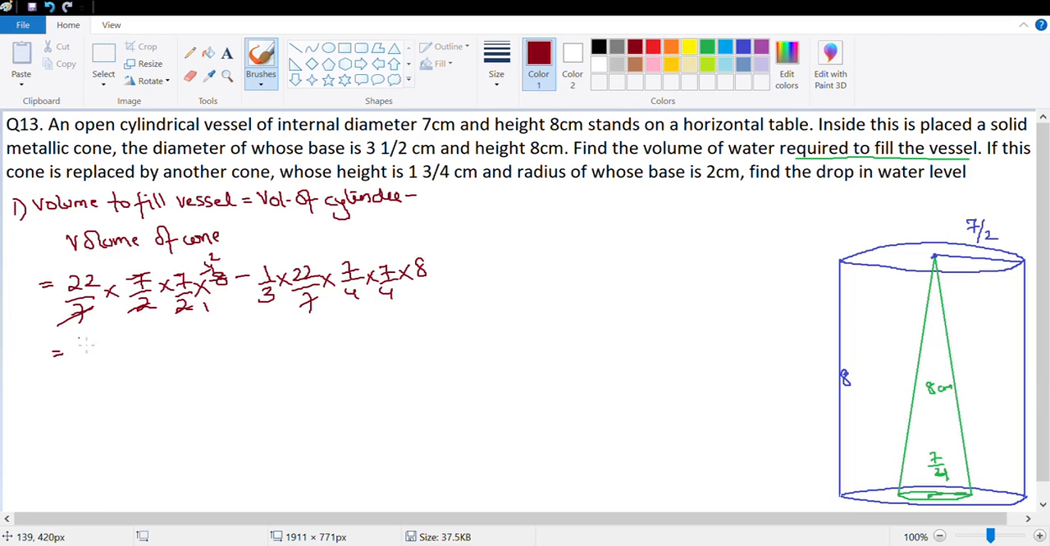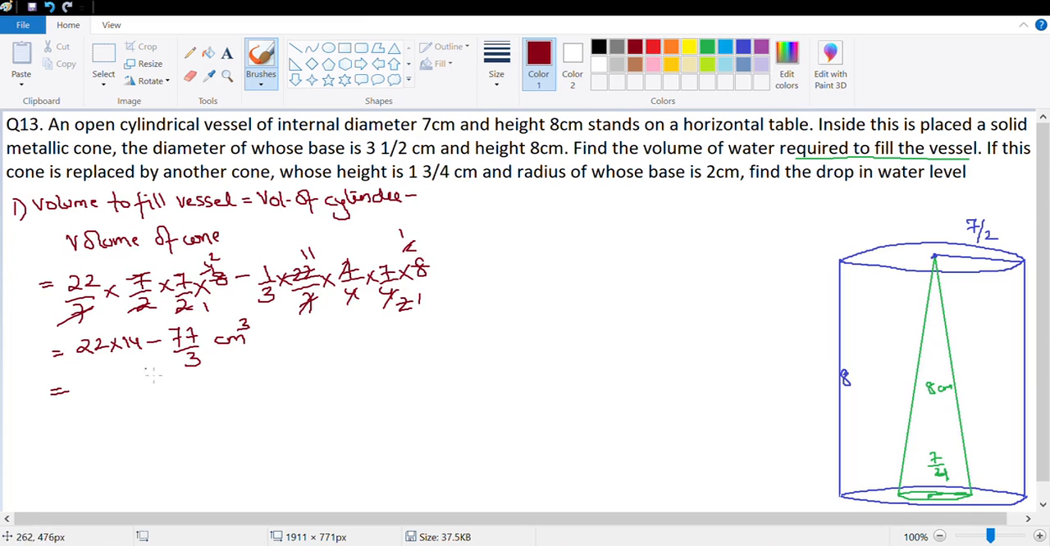22 into 14 minus 7, and 7 gets cancelled. 4 into 2 to 1, 2 to 1, to 11. That's 11 and 7, and in the denominator is 3. So that's 77 upon 3, and the units are centimeter cube.